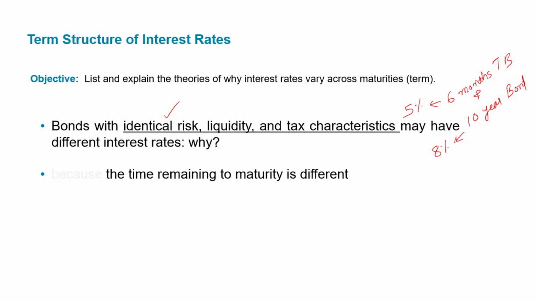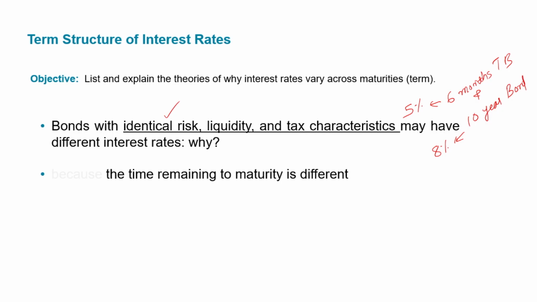In order to answer this question, we will be discussing three major theories of interest rates. One is expectations theory, the second is called segmented market theory, and the third is called liquidity premium theory. So let's begin with a simple but powerful question: if two bonds are identical in every aspect except maturity, why might their interest rates differ?